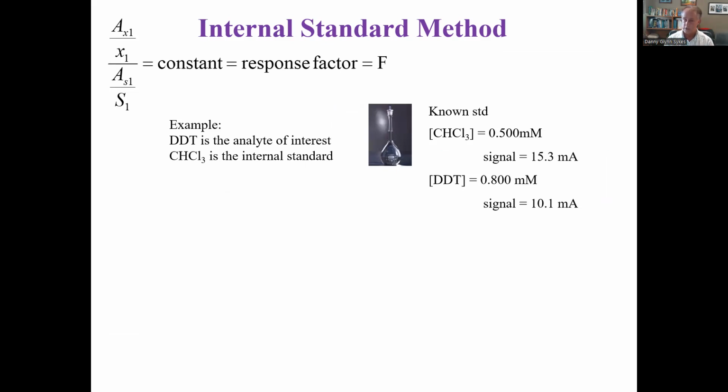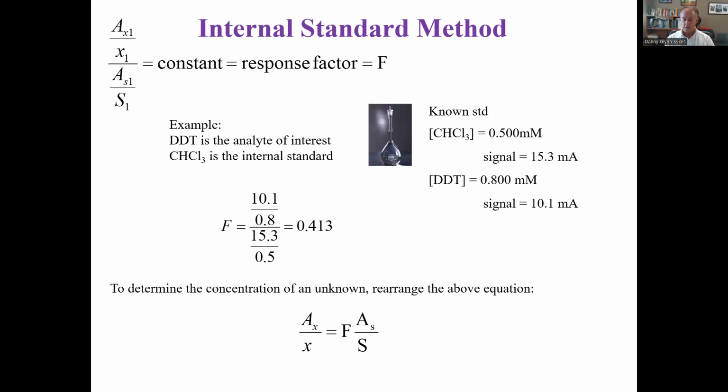I know the concentration of chloroform, I know the concentration of DDT. I put them in my instrument and I get their respective responses. So I can calculate F, right? The signal associated with DDT relative to its concentration, over the signal of the internal standard relative to its concentration, gives me a response factor of 0.413.